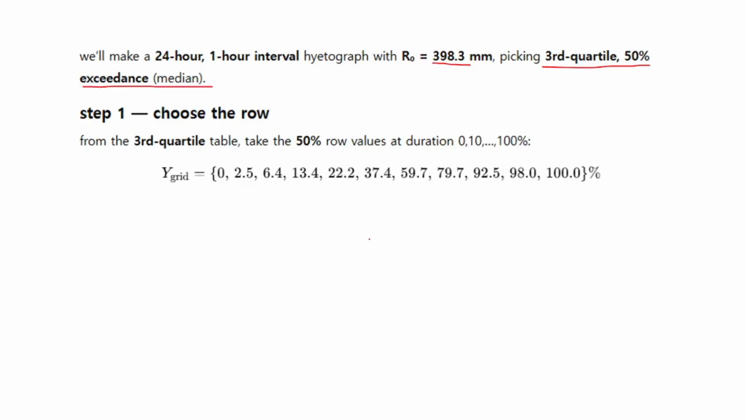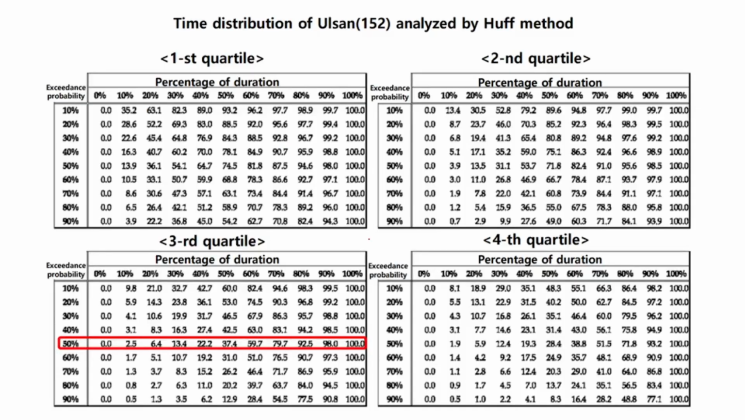And so what this means is, if you look at this table, these tables are showing time distribution of Ulsan analyzed by Huff method. So in Huff method, if you remember, there's first quartile, second quartile, third quartile, and fourth quartile. And these quartiles basically explain the type of rainfall, okay, when it rises and when it falls. So we're going to use the third quartile.